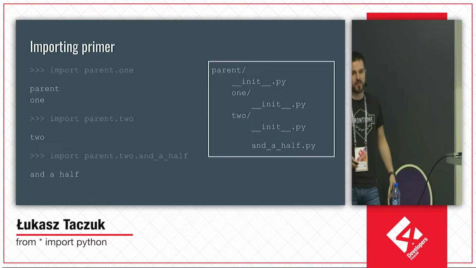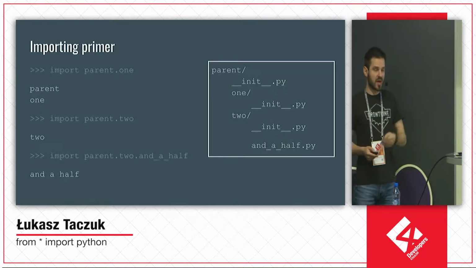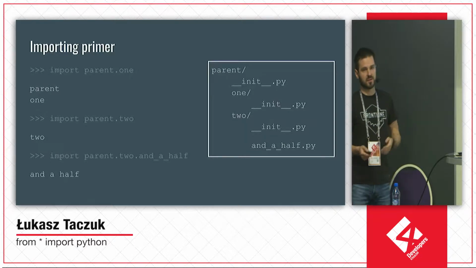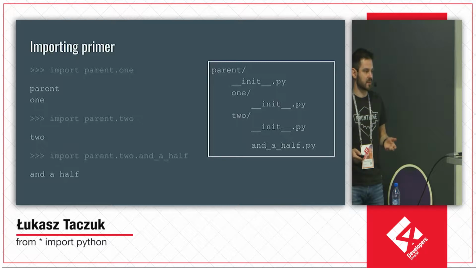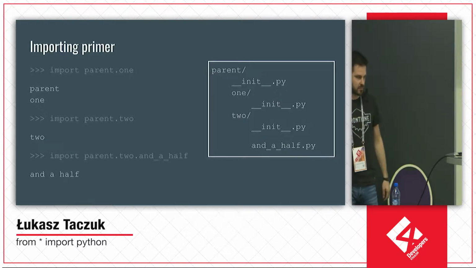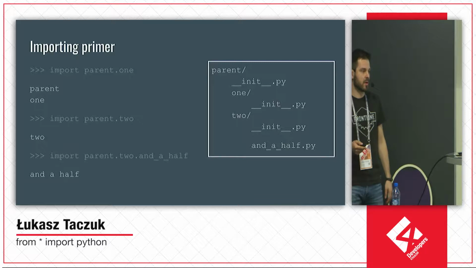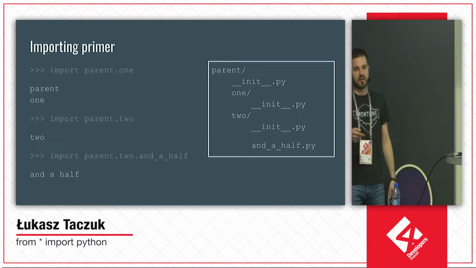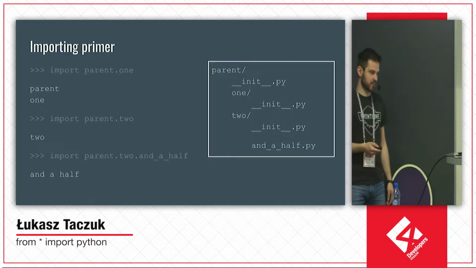So when we import parent.1, what will happen is first the parent module will be imported. After that one is done, it will be put inside sys.modules, a dictionary that contains all the modules that are currently imported. And then it will import the 1 module.